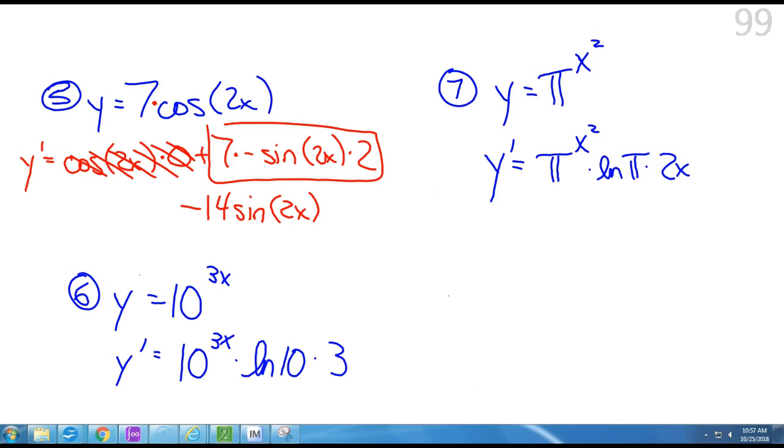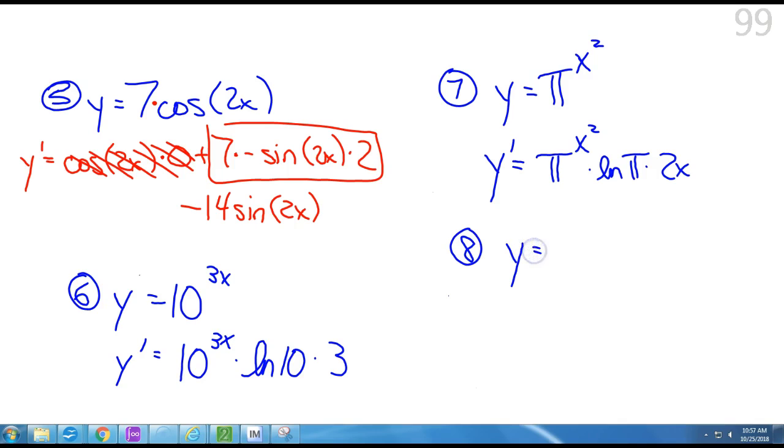This is not super common on the AP test. They love e's and they love ln's. That's why I put asterisks there. Those are like everywhere. They don't use these two very often. Yeah, I mean, they could show up, but they're not super popular.